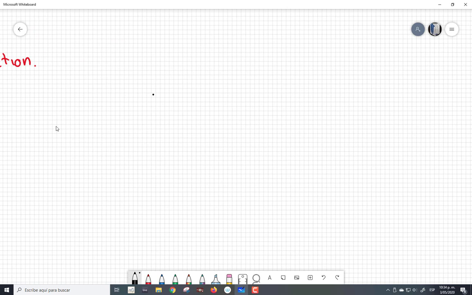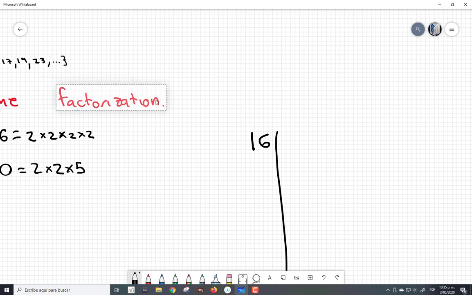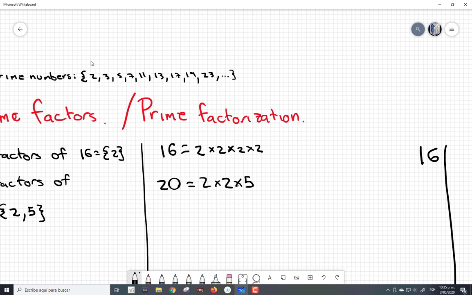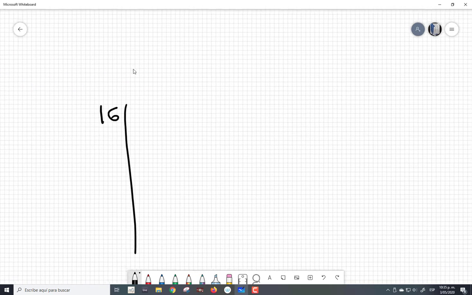So if you do it with 16, you're going to find that first you need to divide the number 16 by a prime number. So let's try with the prime numbers in order. Can you divide the 16 by the number 2? The answer is yes. So you put the result here, and the result of 16 divided by 2 is 8. Now the question is, can you continue with the 2? So can you divide the 8 by the 2? The answer is yes. The result is 4.